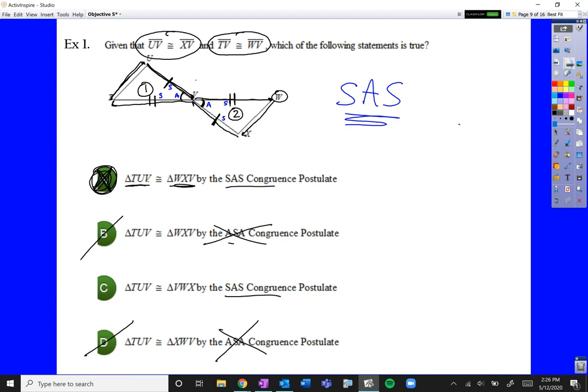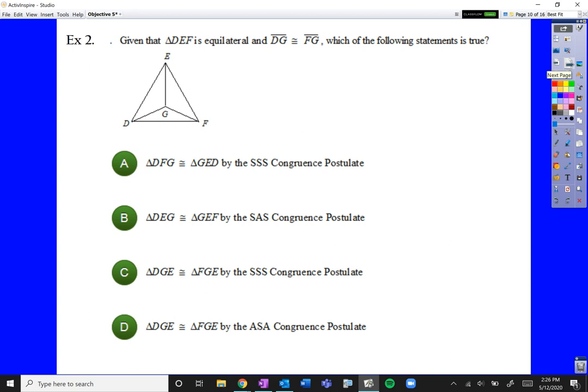Okay, we'll keep going. I know it helps to do a lot of examples here. Okay, given that triangle DEF, so the whole big triangle is equilateral, which means all the sides are the same. So I want to put that information in right away. Okay, what else do we know? DG is congruent to FG. So DG here is congruent to FG here.